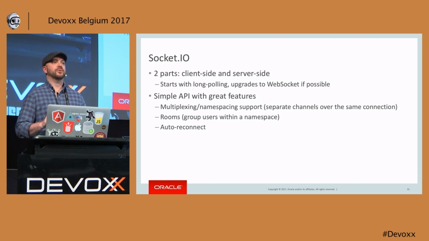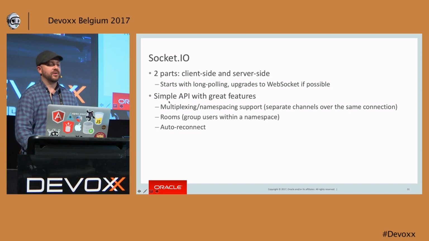Socket.io comes in two parts. You're going to have a client-side part, and you're going to have a server-side part. Essentially, it's its own protocol. This is nice because long polling actually works even in the older browsers. It starts with long polling, and if it finds that both the client and the server support WebSocket, then it goes ahead and upgrades the connection. So it's great for backward compatibility.